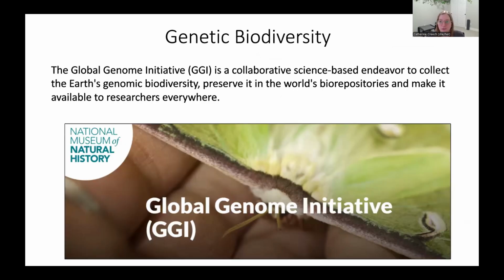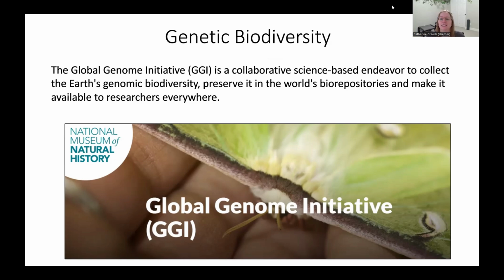There are a couple different ways that people are tracking genetic biodiversity. One, there's a global genome initiative, which is trying to get scientists from all over the globe to collect genes from their species that they're studying and to store it. And how do we store it? We store it in things called biorepositories. So a repository is somewhere where you save something, bio telling you that you're saving something living.